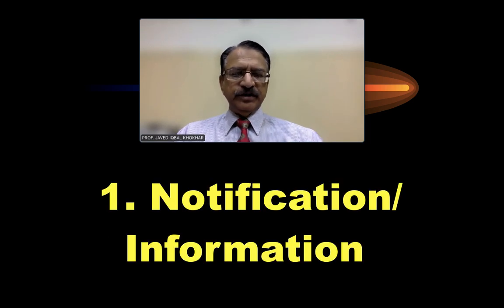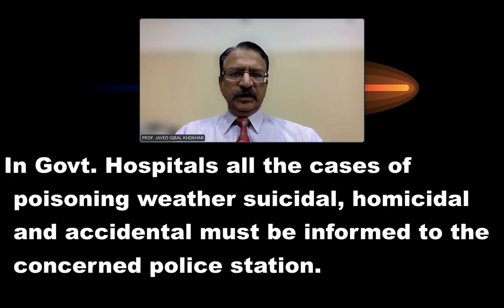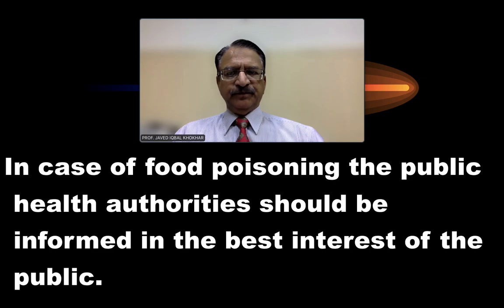Notification and information. In government hospitals, all the cases of poisoning, whether suicidal, homicidal and accidental, must be informed to the concerned police station. Concerned police station means the area from where the patient was received, and that police station of that area should be informed. In case of food poisoning, the public health authority should be informed in the best interest of the public.